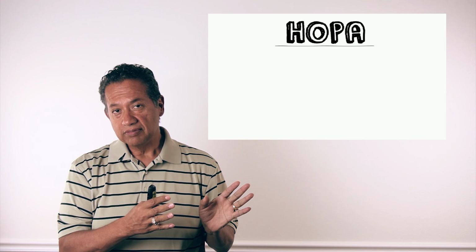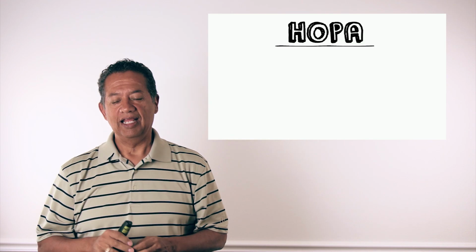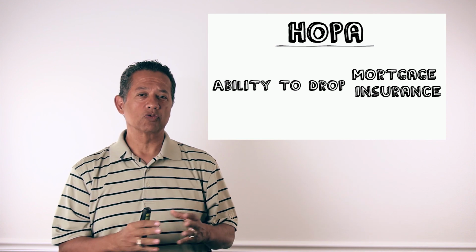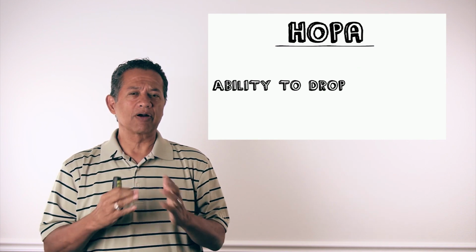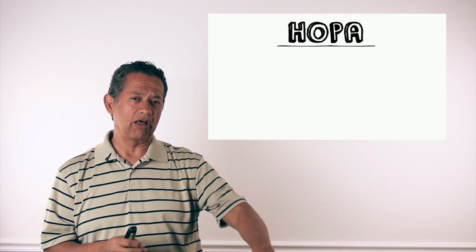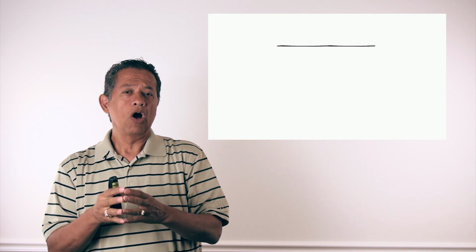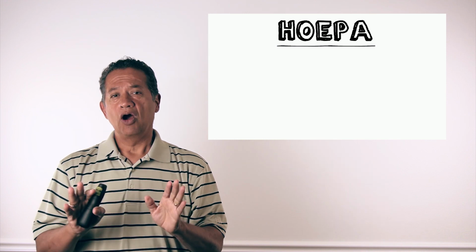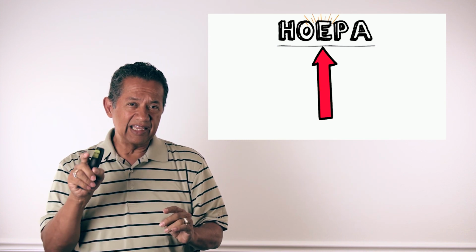So HOPA, without the E in the middle, is the PMI Act, or the ability to drop mortgage insurance once you hit a certain LTV. A lot of people aren't having problems with that, so I'm not going to dwell on that. What I do want to dwell on is HOEPA. Notice how I'm pronouncing HOPA and HOEPA differently. HOEPA, because there's that E in the middle.